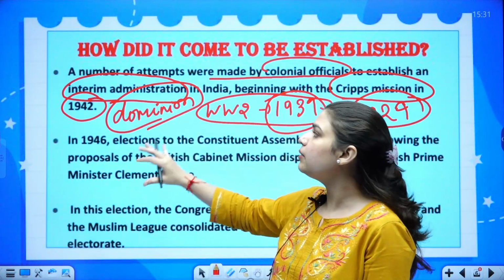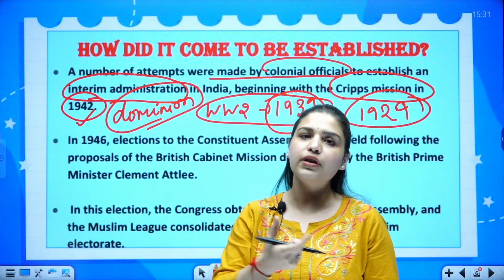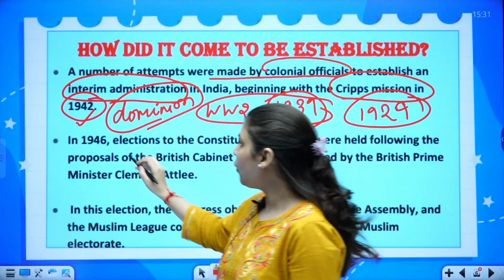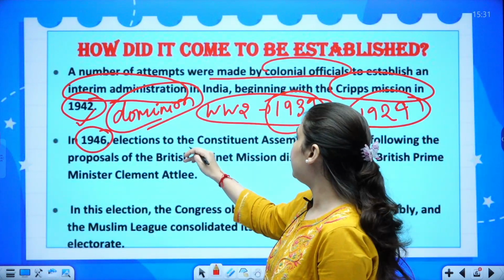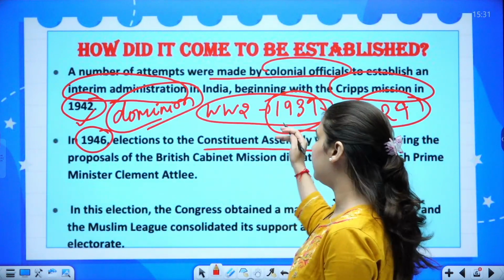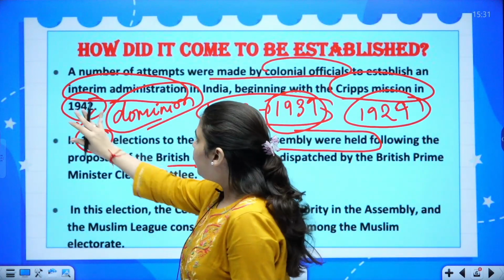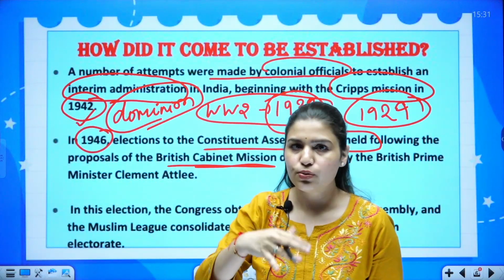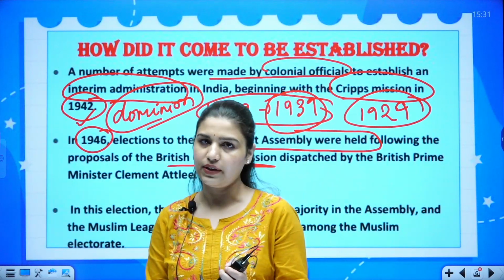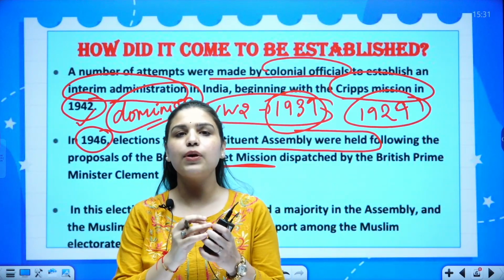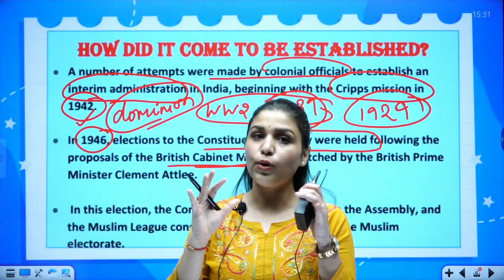So here we can see that the British were trying to offer us some level of concession, some share of power since 1942. Now in 1946, elections to the Constituent Assembly were held following the proposals of the British Cabinet Mission. Between these years, there were many missions which were rejected, but during this time, the British wanted to leave India. We have seen that they felt they had ruled enough, and they wanted to leave India.